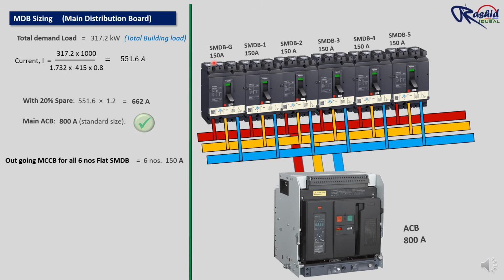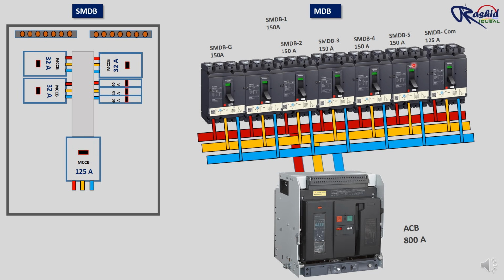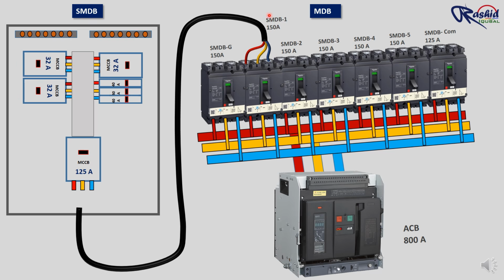Here you can see I have installed a 150 ampere outgoing breaker which is feeding to SMDB, and for the common utilities we installed a 125 ampere MCCB. Since we have installed a 125 ampere incomer breaker in each SMDB, that is why we selected a 150 ampere breaker in the MDB to feed each SMDB.